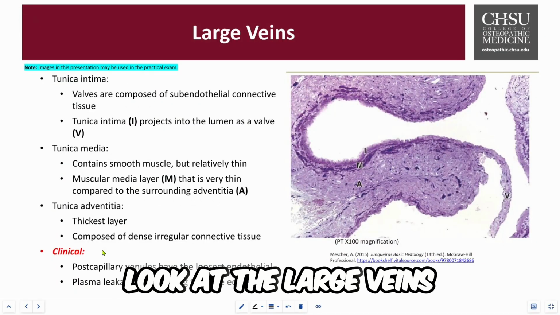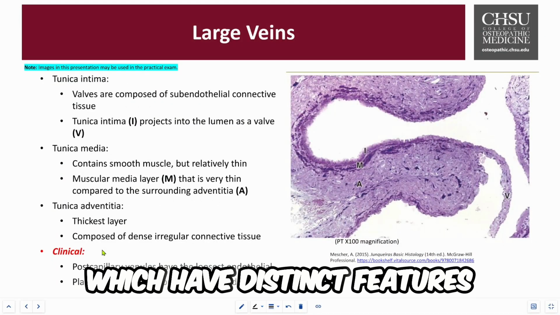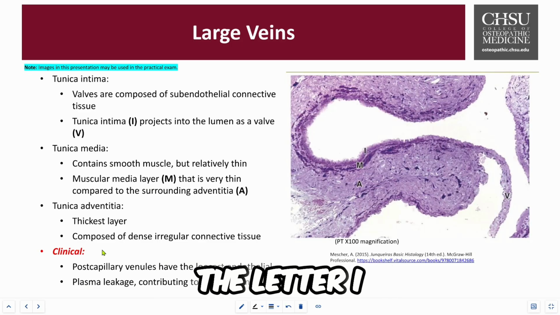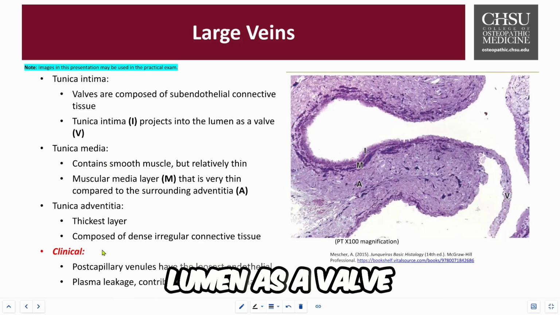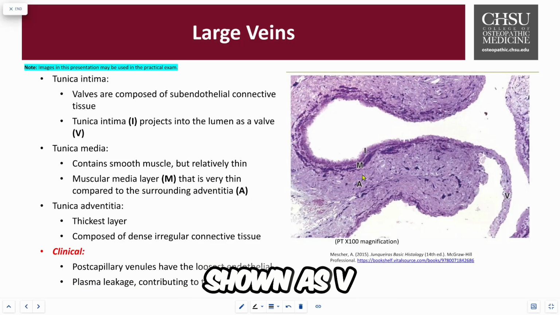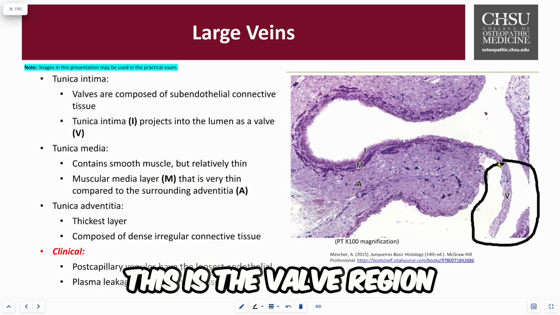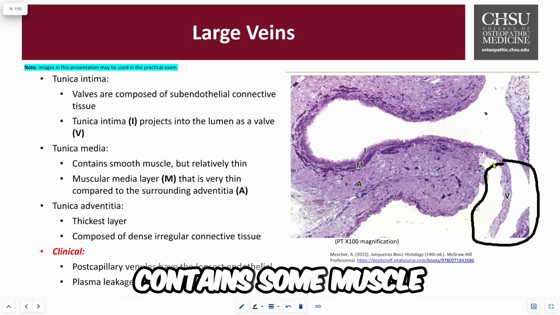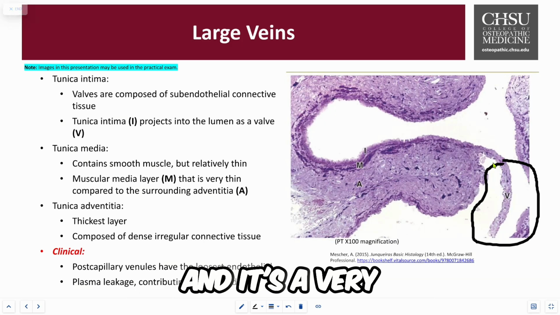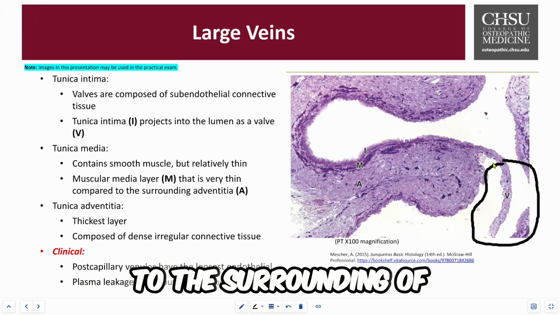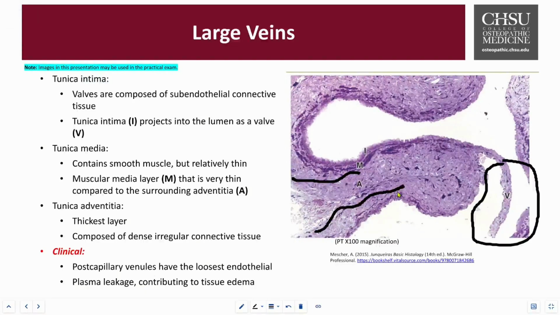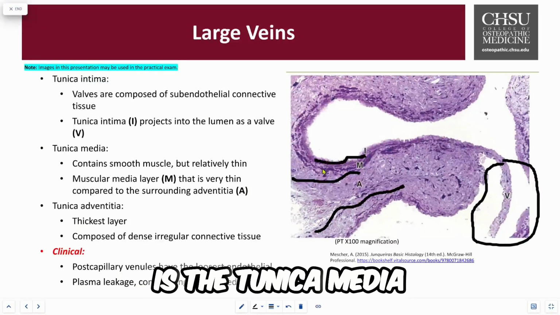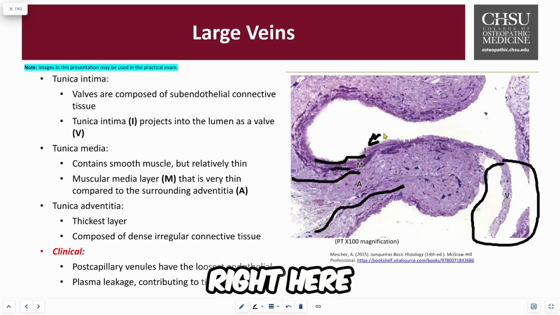Now let's take a look at the large veins, like the vena cava, which have distinct features. The tunica intima, the letter I, contains subendothelial connective tissue that projects into the lumen as a valve, shown as V. This is the valve region. And the tunica media, the M, contains smooth muscle, but it's a very thin muscular layer compared to the surrounding adventitia. This is the adventitia region over here. And then the M is the tunica media muscle layer. I right here is the intima.